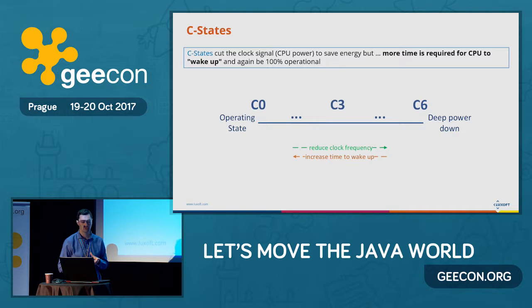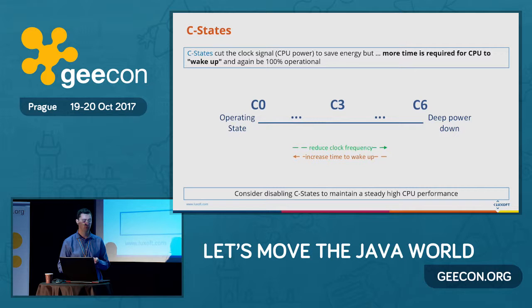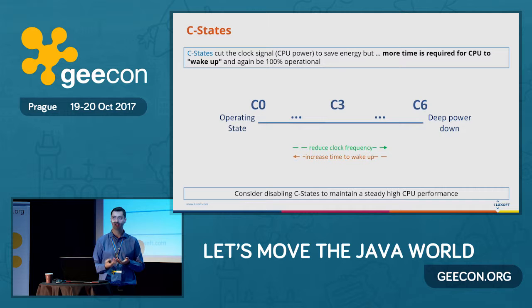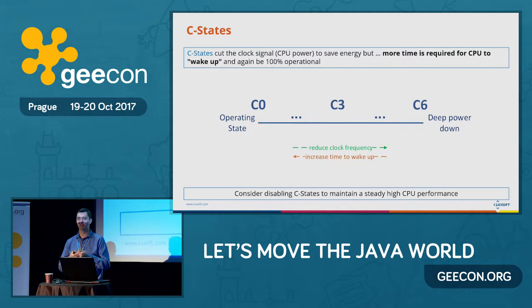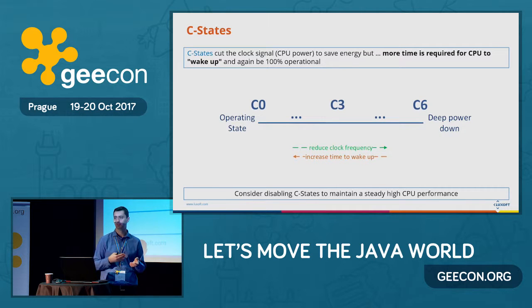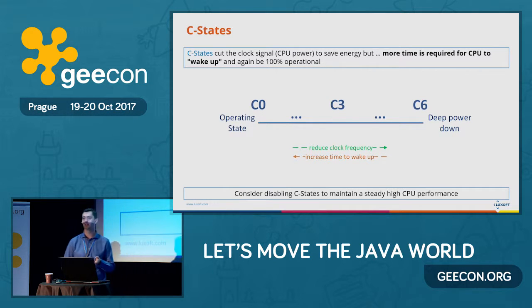And in terms of that, if you want a steady throughput out of your CPU, it's better to consider disabling these states, because you will consume more energy, that's for sure, there's no debate in it. But your CPU will be steadier, especially if you are doing, for example, performance stats. It's also good to lock the CPU frequency to the highest rate.